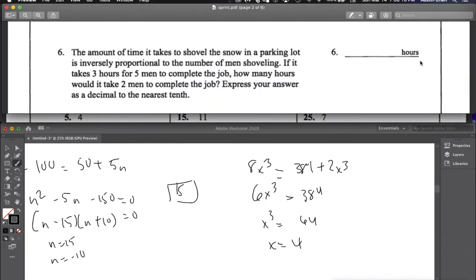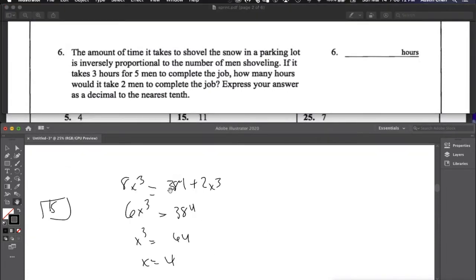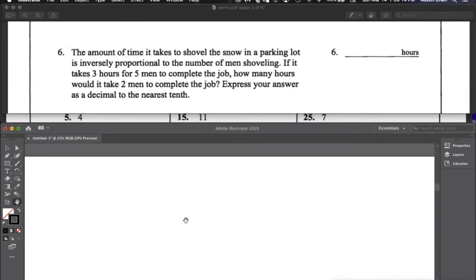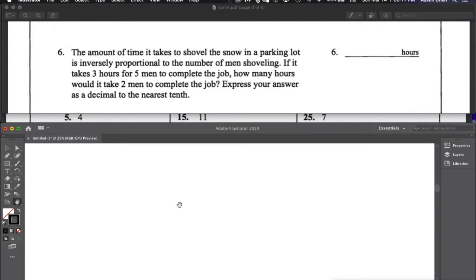So, number 6. The amount of time it takes to shovel the snow in a parking lot is inversely proportional to the number of men shoveling. If it takes 3 hours for 5 men to complete the job, how many hours would it take 2 men to complete the job? Express your answer as a decimal to the nearest tenth.